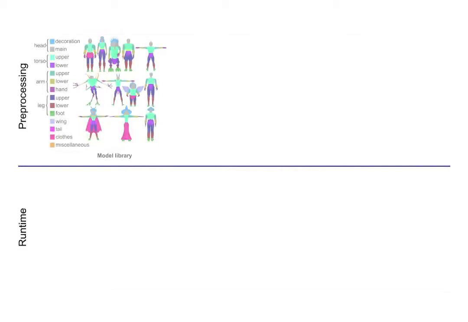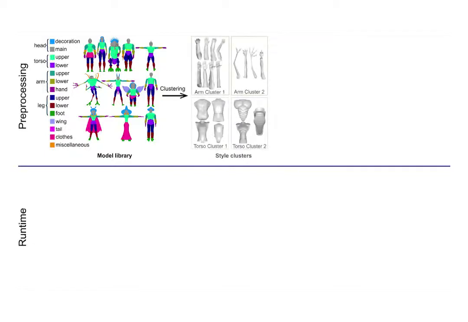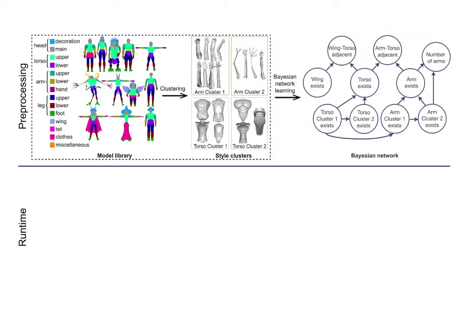During the pre-processing stage, the database shapes are segmented and their components are assigned labels, such as head, leg, and torso. The shape components are also clustered by their geometric style. Next, our method learns a Bayesian network that encodes the dependencies between components at both the semantic and the geometric level.